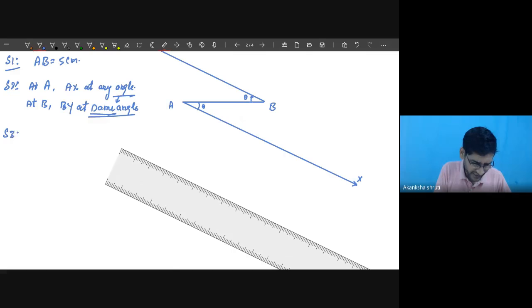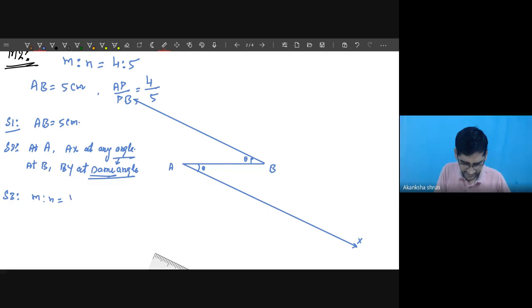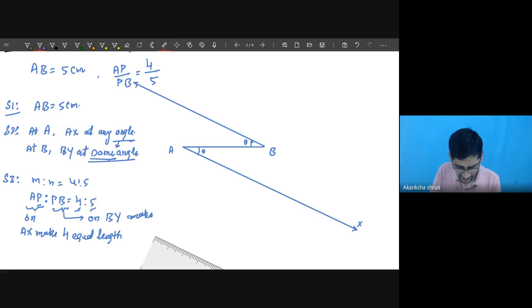And next one is our step number 3, where observe carefully now what is the ratio. M:N is given as 4:5. Means AP/PB we want is equal to 4:5. Means I shall choose the P in between these two. So student, on AX, this AP unit, for 4 units on AX, you make 4 equal length line segments, and on BY, you have to make how much? Now the 5 unit. Make 5 equal lengths.